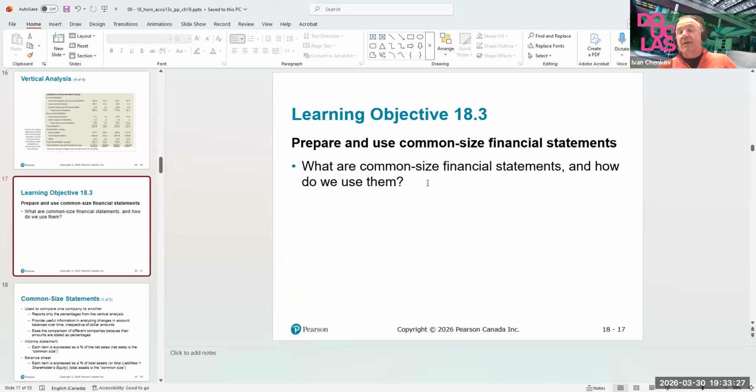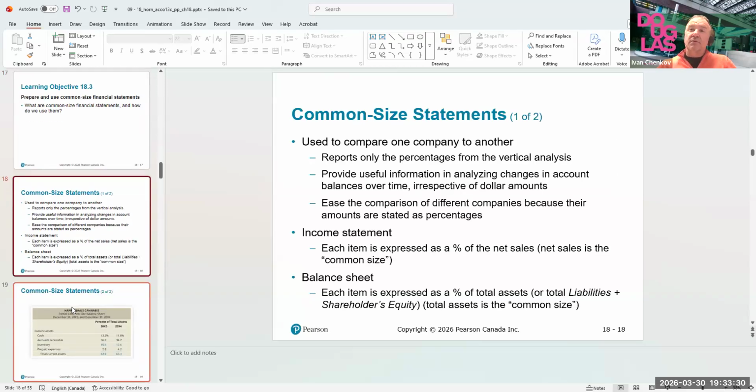Now let's go with the common size. With the common size, we now have the ability to compare different companies from different industries, or maybe the same industry. So what we're going to do? We're going to report only the percentages from the vertical analysis. And then we're going to start analyzing those changes. Again, the numbers are irrelevant. The percentage is what matters.